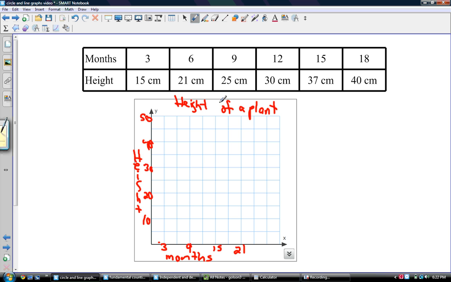And then we just go ahead and graph the points on here. So the first point's going to be (3, 15). So I go over to 3, go up to 15, put a point there. Next one's (6, 21). So that's going to be just past the 20 on the y-axis. (9, 25) will be right at the corner there. (12, 30) is also going to be right in the corner. That one worked out perfectly. (15, 37), that'll be about halfway between 35 and 40. And then (18, 40), that'll be right in the corner.